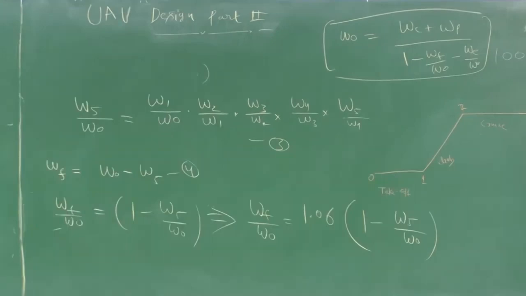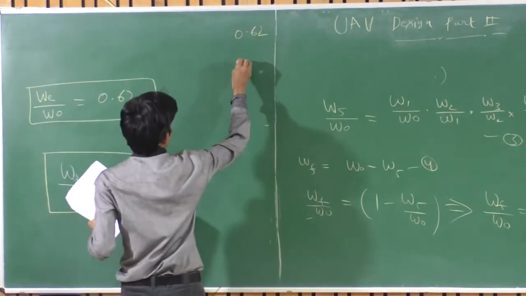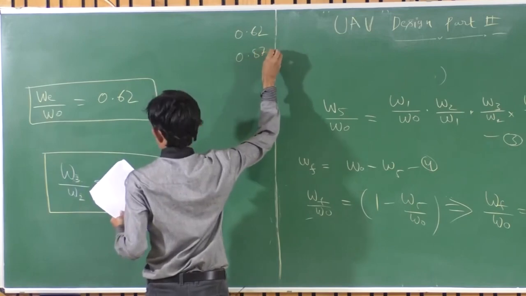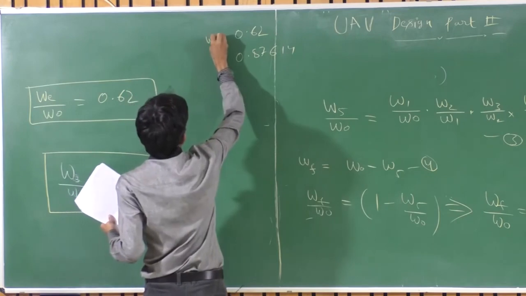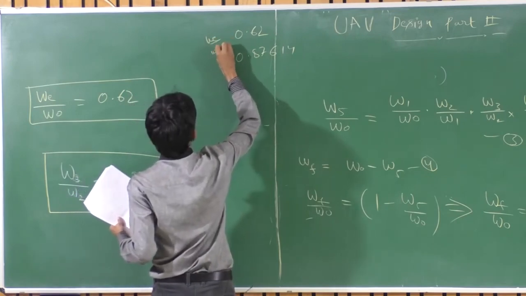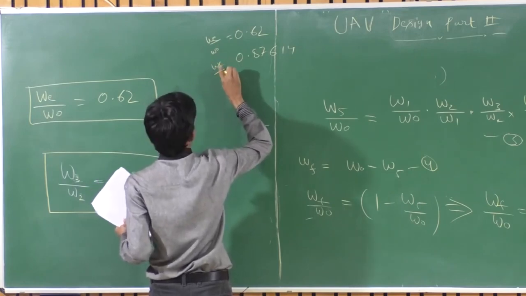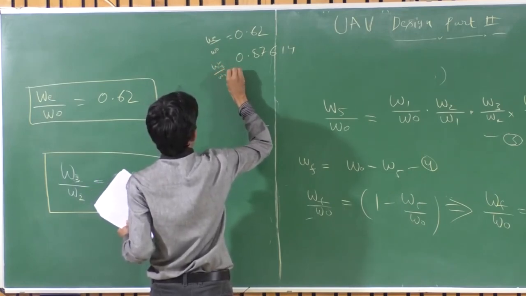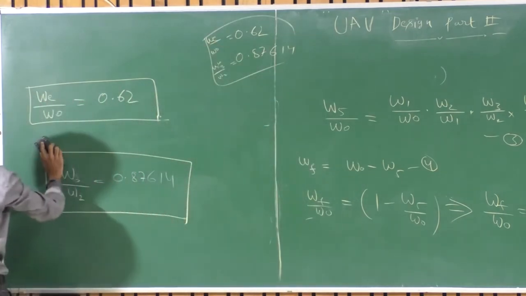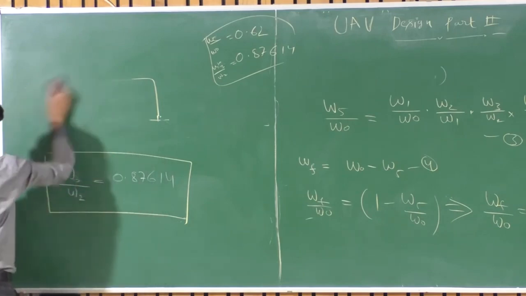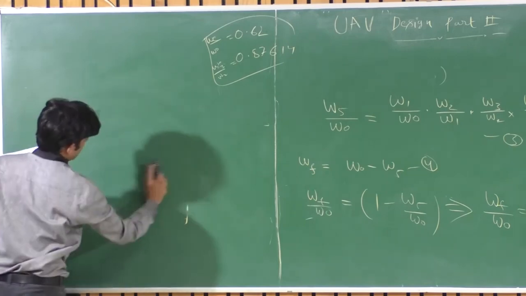And I need the space. Let's say 0.62, I'm writing again, and 0.87614. This is WE by W naught and W3 by W2. Erase this, we will get the space in order to do the further calculation.